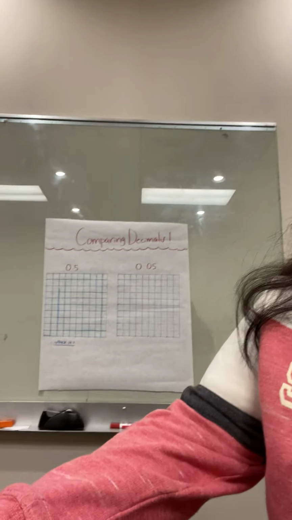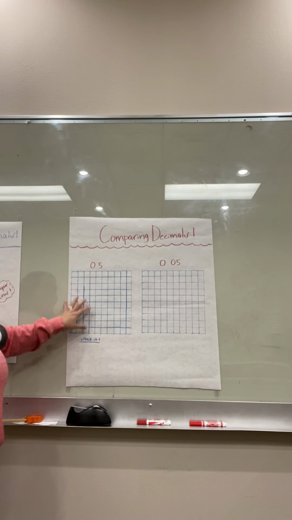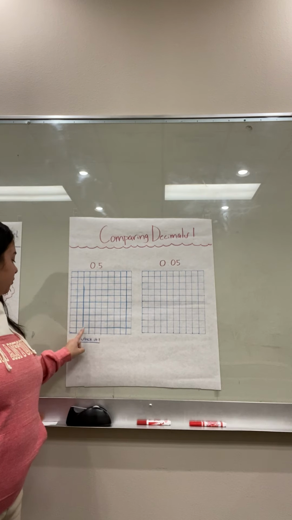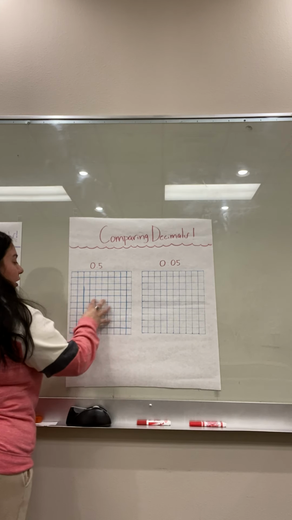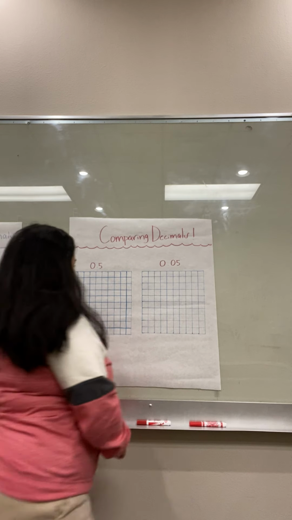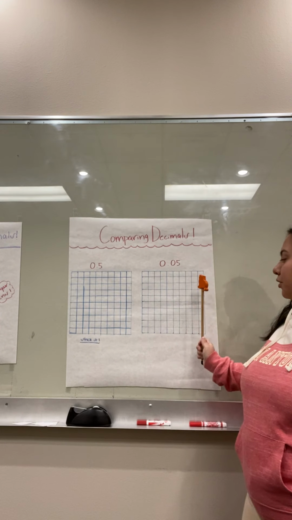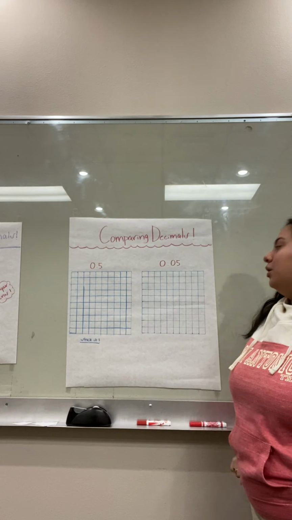Great job. Now, what we're going to do is we're going to go ahead and shift to comparing decimals, okay? So I have a chart. In each chart, you have 100 squares. I want us to remember that this whole represents 1. This whole represents 1, and this whole represents 1. So if I were to shade all of this in, that would mean I have one whole number, okay?